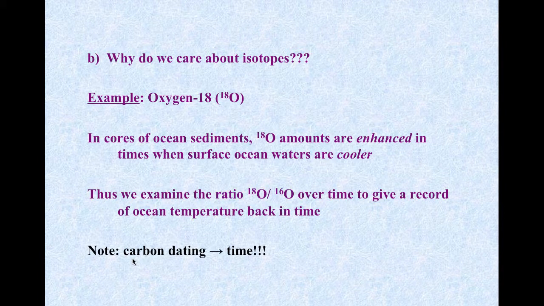You get that from carbon dating. In other words, you get a core of this muck at the bottom of the ocean and a thin slice of it. You look at the O18, O16 ratio. That tells you what the temperature was, and then independently carbon dating tells you how far ago this was happening, and therefore it tells you the time axis.